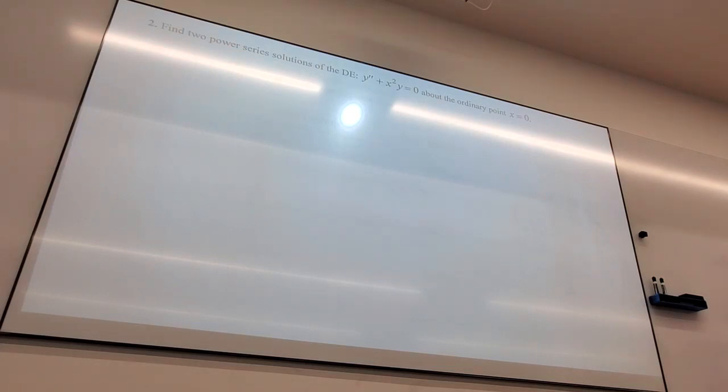I'm never as concerned about the words, but you have to know the words. When you see the phrase ordinary point, that means a power series can be directly constructed, and that makes sense for using this method. So go ahead and try to get as far as you can. Assume the form of the answer. Don't try to solve it a different way.